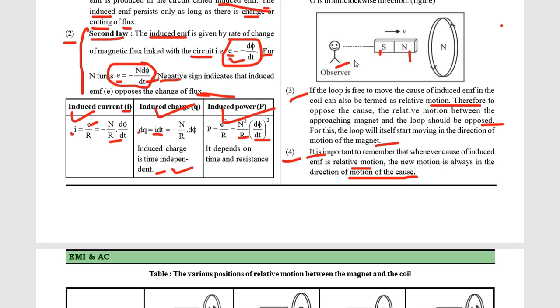You can see here the cause of the change in magnetic flux is the motion of this magnet toward this coil. So this coil must be moving along with this bar magnet, if you want to avoid a change in magnetic flux, and it should be moved away with the same velocity as the bar magnet to maintain the same amount of flux. It means to oppose the change.